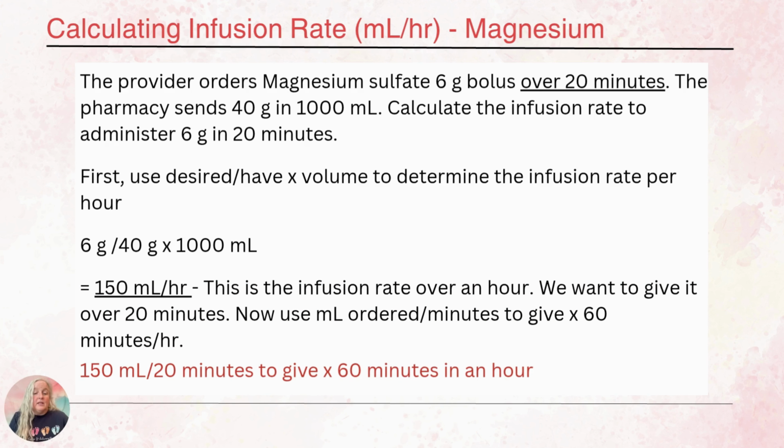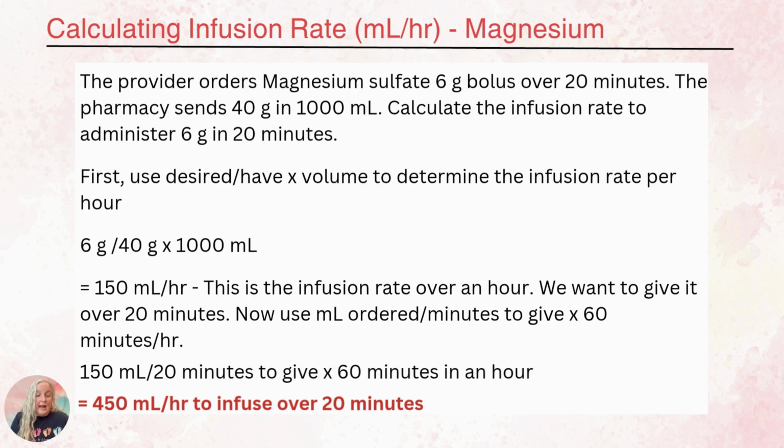So for milliliters ordered, we're going to give 150 milliliters divided by the minutes to give, which is 20, times 60 minutes in an hour. And we find that our infusion rate for this is 450 milliliters per hour to infuse over 20 minutes.